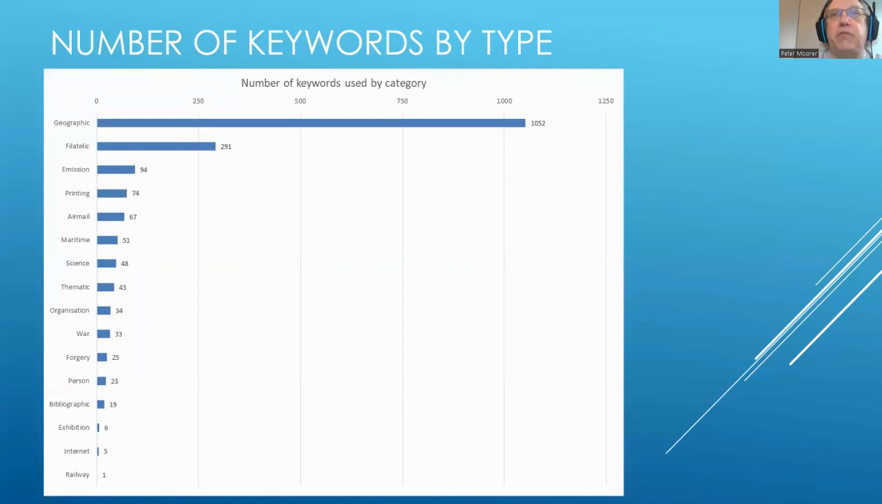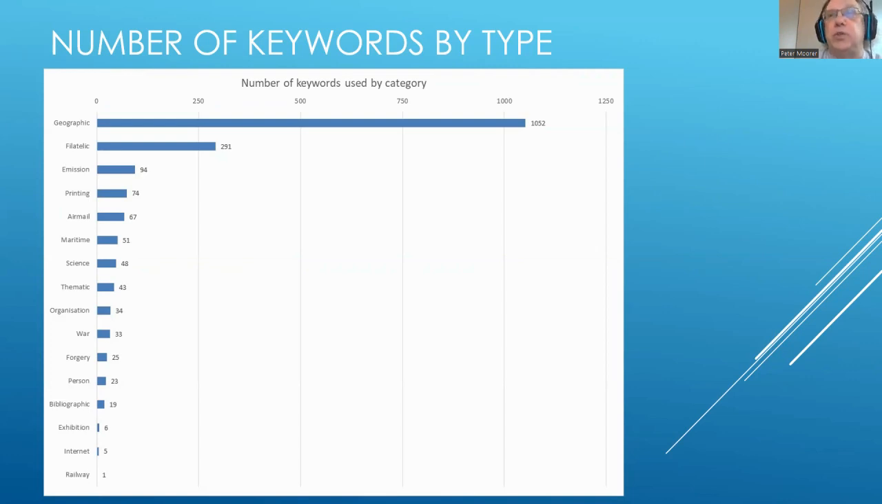That means cover, forgery, cancel, essay, and a lot of others, and emission, first emission, second emission, and the names of emissions. Because I do not use catalog numbers, because then I would have an issue.